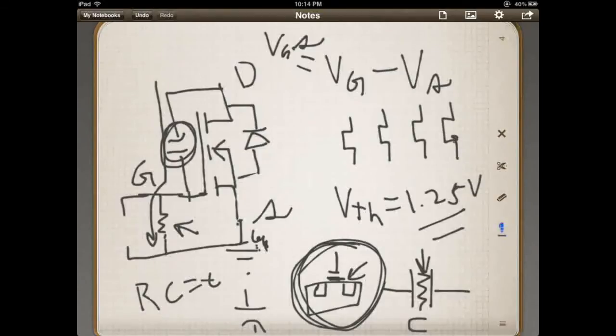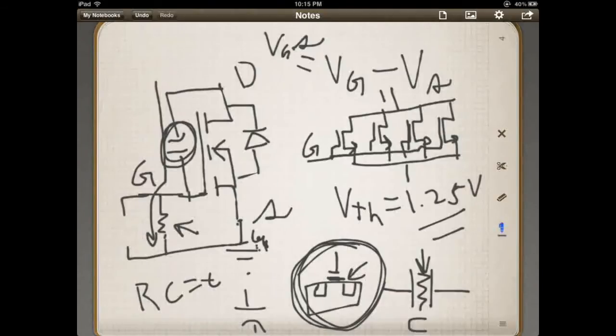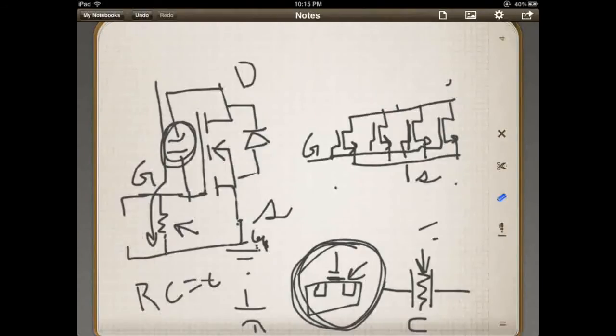It'll be like a whole bunch of N channels, if I can draw them all. Boy, these iPad pens are hard. That are all put together, and all of their gates are put together, all of their sources are put together, to where it basically makes one giant transistor, because they're all in parallel. Okay, oops, I just erased that. This is basically our drain.